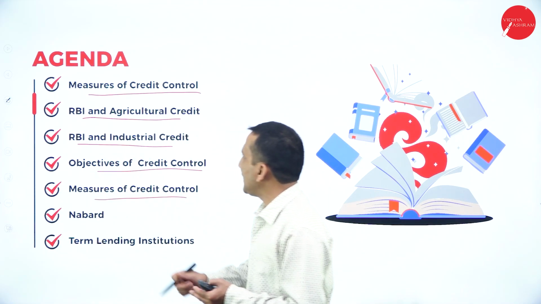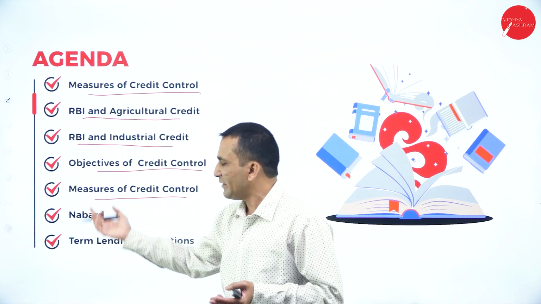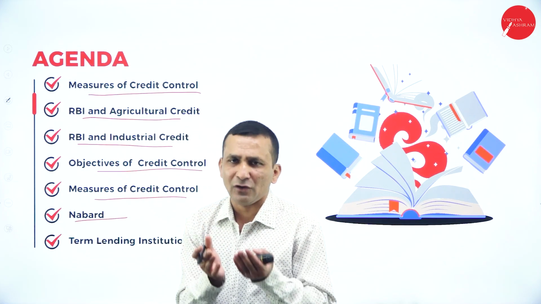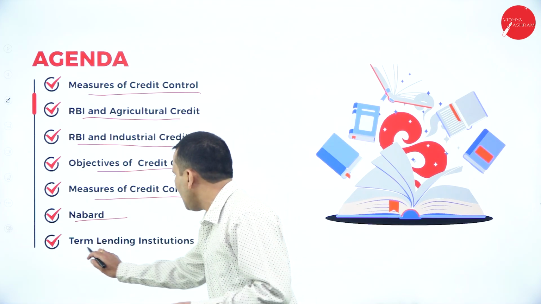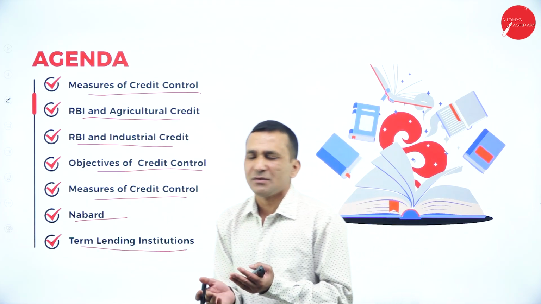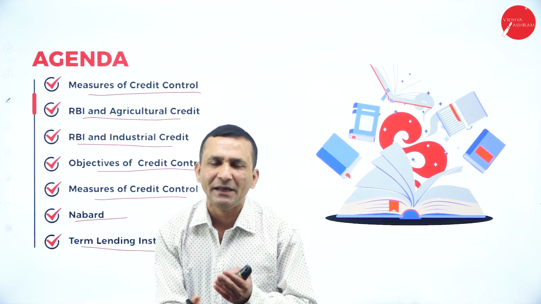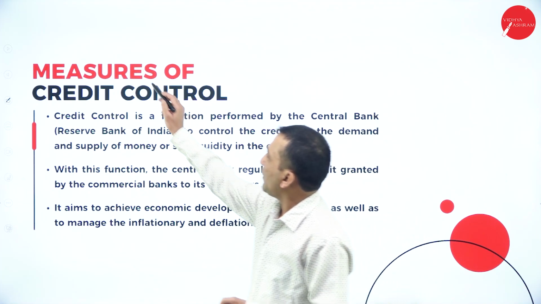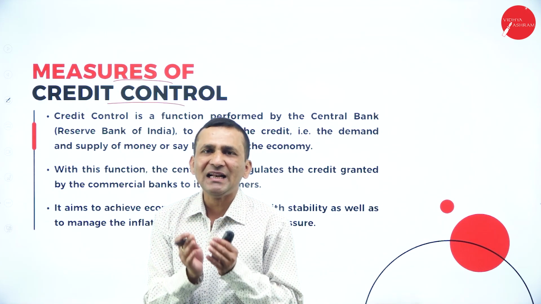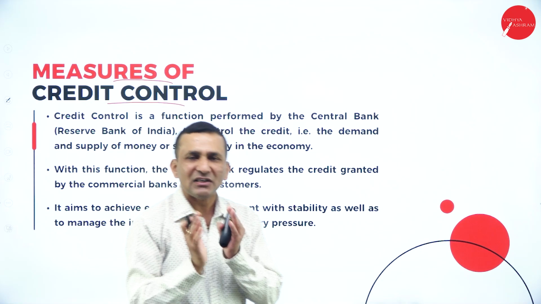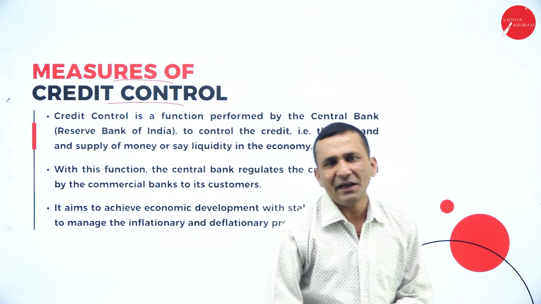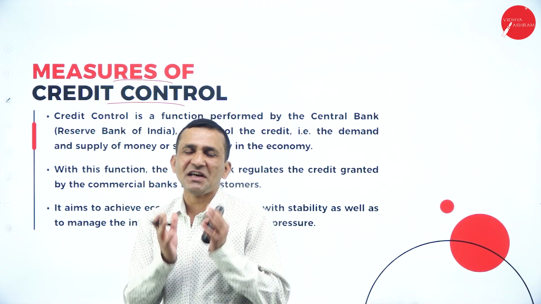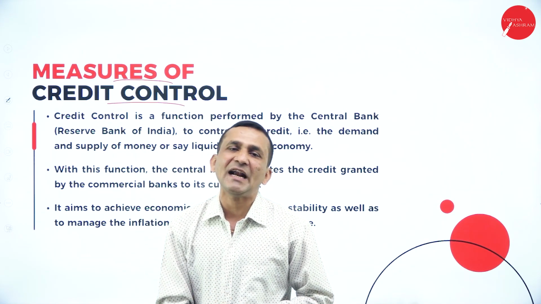The measure of credit control, which is repeated, and NABARD, the National Bank for Agriculture and Rural Development, and the term lending institutions, which relate to short term, medium term and long term. Moving forward, the first one is the measure of credit control, because unless the RBI takes measures for credit control, it is very difficult for the Indian banking system. That's why the RBI takes responsibility for complete credit control.